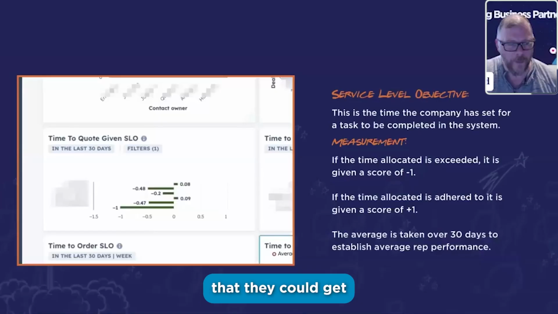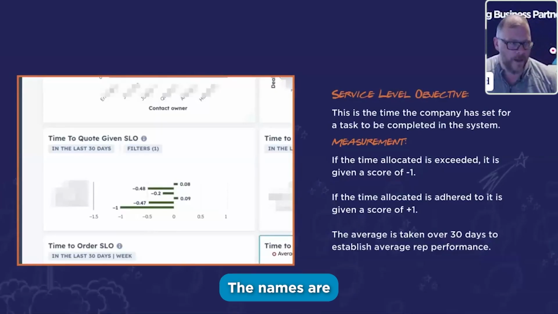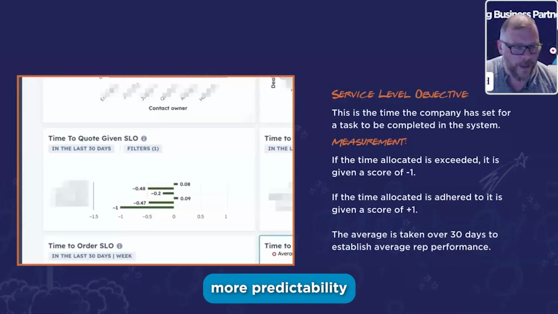And then they realized that they could get more predictability. The names are blurred out. They could get more predictability in that from there.